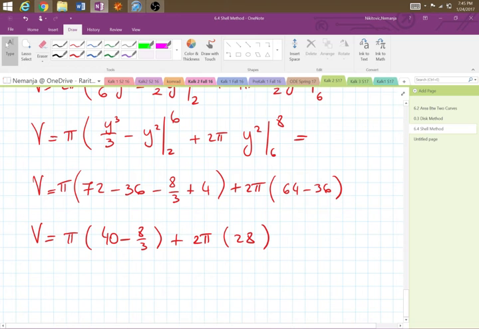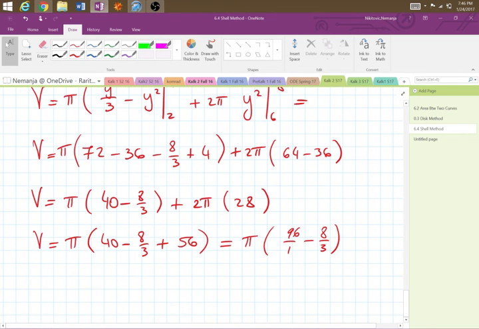So now we can factor out pi, and we get 40 minus 8/3 plus 56. And that's 96. So pi times 96 over 1 minus 8/3. So now 96 times 3, so that's 288.